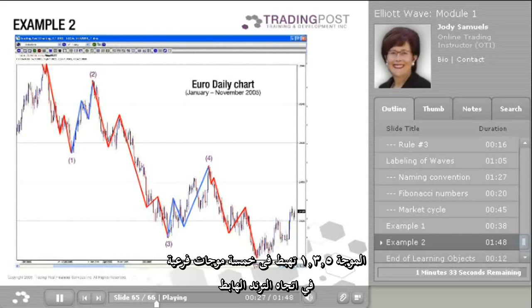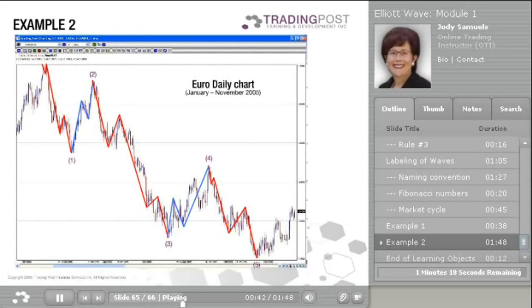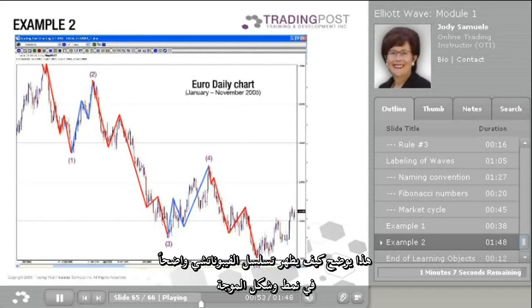Waves 1, 3, and 5 break down into their respective 5 subwaves in the direction of the trend, which is down. Waves 2 and 4 break down into their ABC 3-wave corrective patterns, which correct the trend. 21 waves are evident on this chart, but of course we could further label the subwaves and come up with 89 subwaves. This illustrates how the Fibonacci sequence is evident in the wave patterns or form.